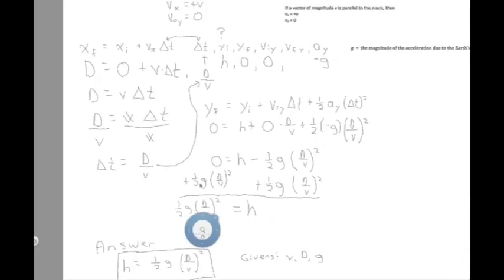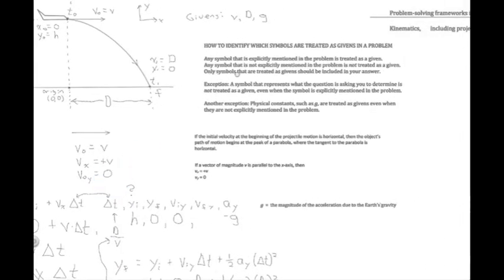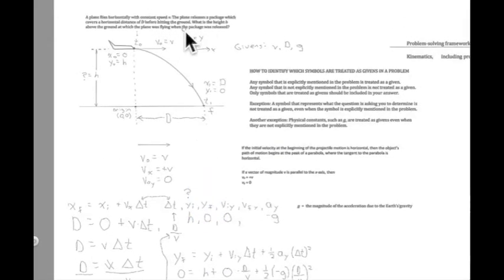This would be an acceptable intermediate step, but it's not acceptable as a final answer. So it's wrong as a final answer, even though it would be an acceptable intermediate step. We have to use d and v in our answer because those are the given symbols. We can't use delta t, even though it's the same as d over v, because that was not a given symbol. So hopefully now you understand better what I meant when I said only symbols treated as givens should be included in our answer. On this problem, we should not include delta t because that's not a symbol that we're treating as a given, because it was not explicitly mentioned early on in the question.